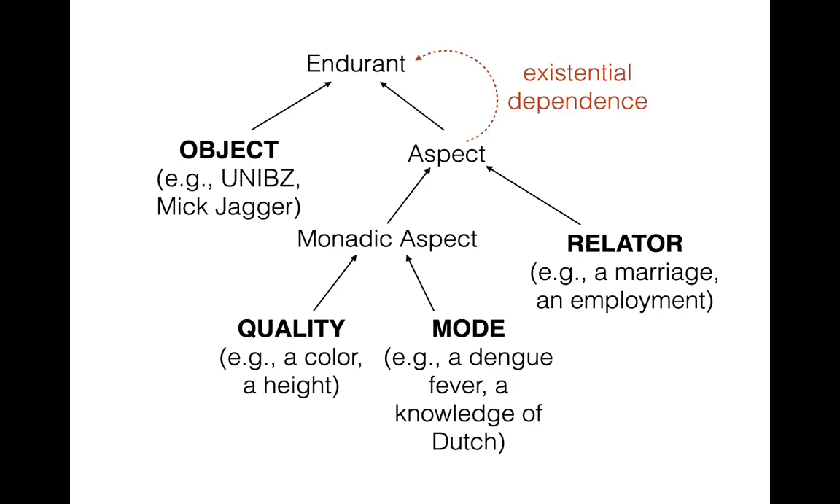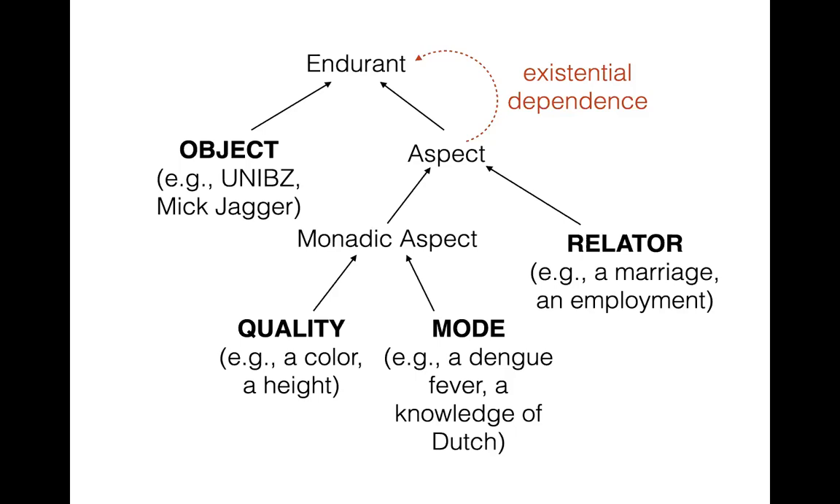Qualities and modes are examples of what is called a monadic aspect. So it's something which depends on one single object. And then we have non-monadic aspects or relational aspects. And these are called here relators. So for example, the marriage between John and Mary can only exist if John and Mary exist. My employment with the University of Bolzano can only exist if I exist and the University of Bolzano exists. Barack Obama's mandate as president of the US can only exist if Barack Obama and the US exist, and so on. So marriages, employments, enrollments, presidential mandates, purchases, and so on. These are all examples of relators.